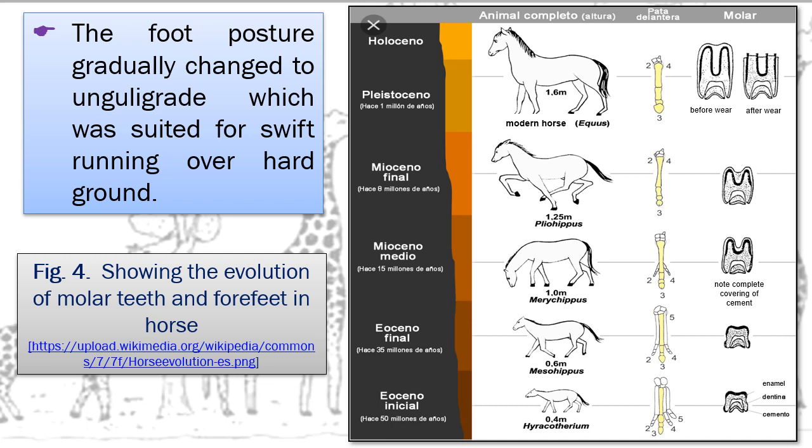Now this is the picture showing the evolution of horse. You can see in the modern horse only the middle digit has increased in length while the other digits have reduced in size. Also the molar teeth have gradually evolved in the case of the modern horse.